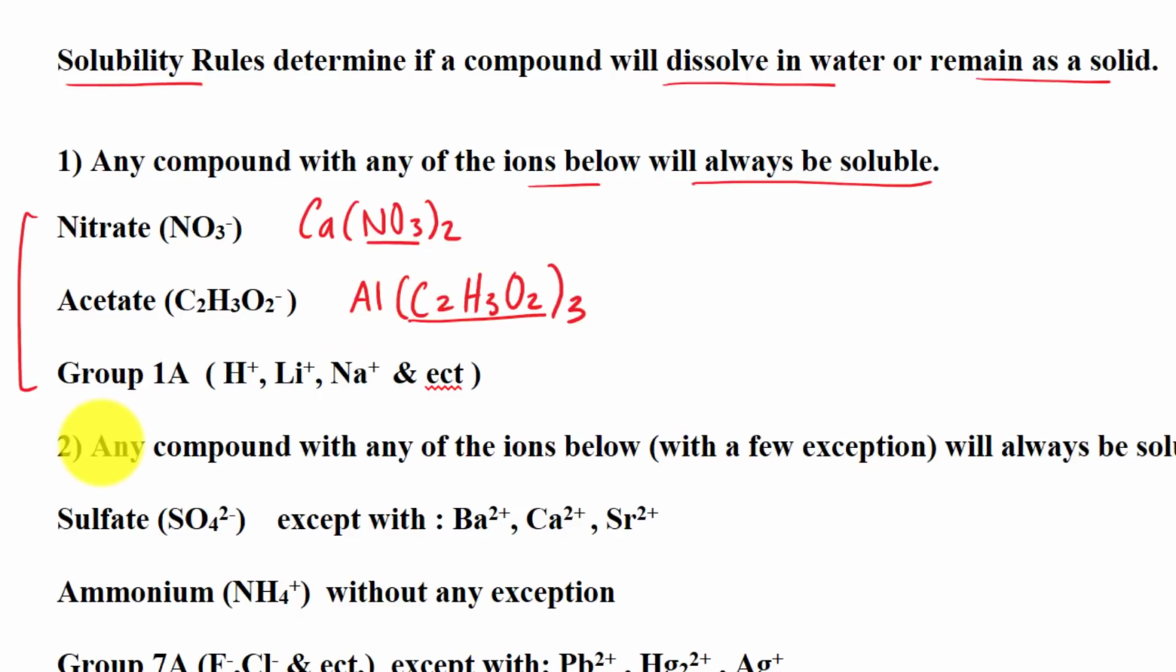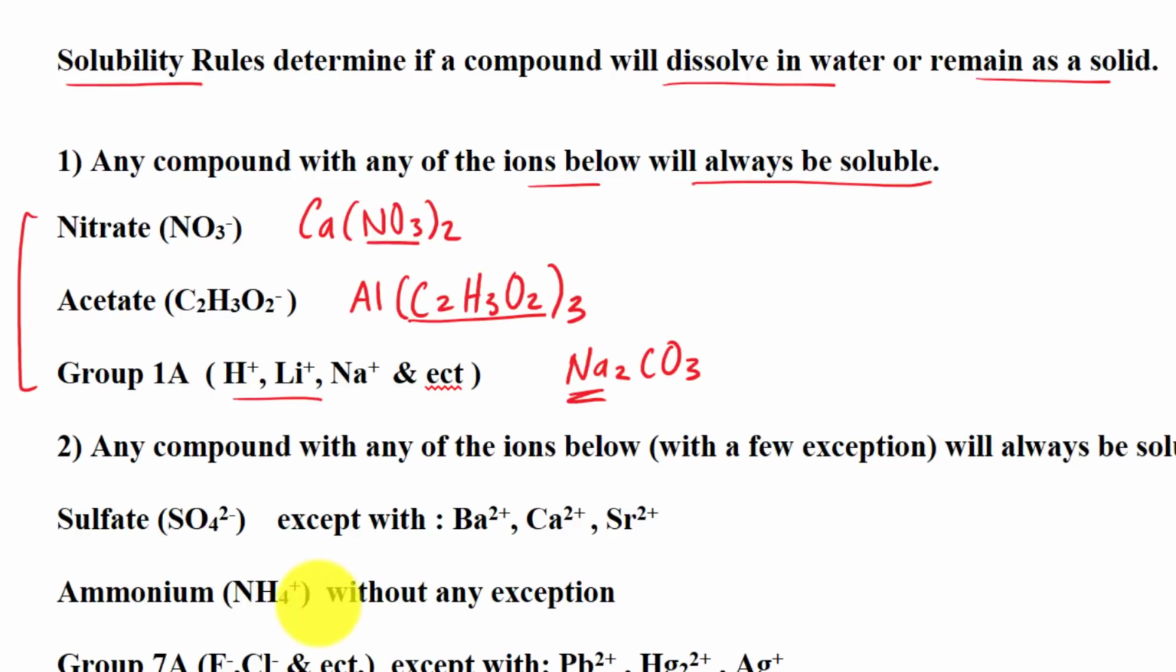What about group 1A? Any compound with the ions from group 1A will always be soluble. For example, let's look at this one right here. How about sodium carbonate, Na2CO3? You see that sodium right there? It makes this compound soluble.